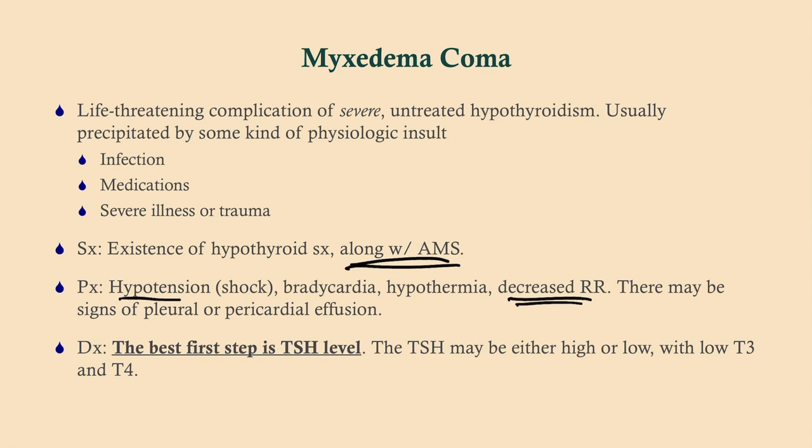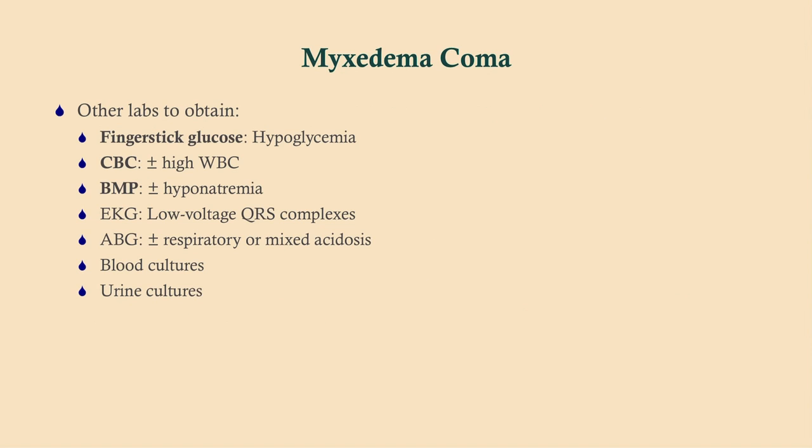The best initial step is the TSH level. Of course, however, when you've got a patient that's unstable, certainly the best initial step is to stabilize them. But assuming that they're stable, then you get the TSH level. It could be high, it could be low, depending on the hypothyroidism that you're dealing with. Usually it's going to be high. And then, you can get your free T4 and all that.